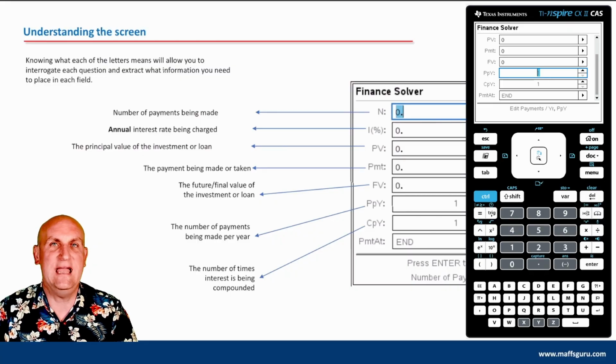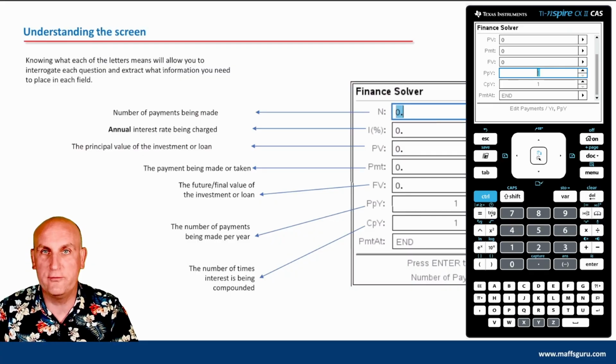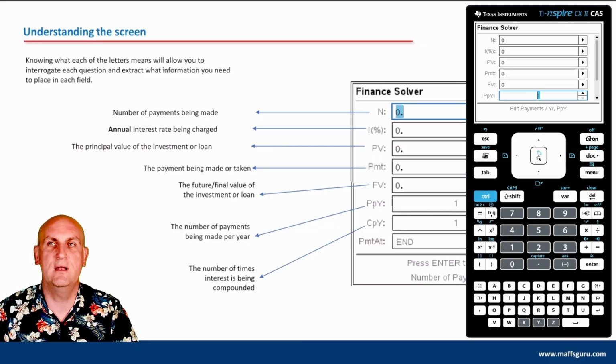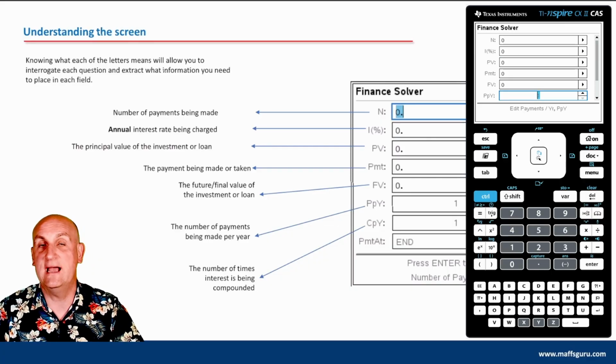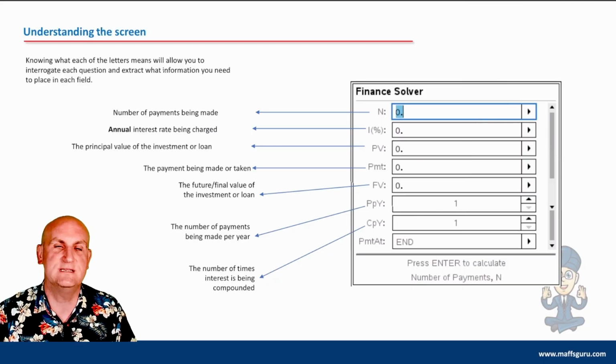The PMT at for Victoria will always stay as end, so you don't have to worry about that. But what I just need you to realize is that the calculator actually has other sections as well. Really important for you to realize, or at least you can scroll up and down. I think that's what I'm trying to say. Let's turn that off for the moment.